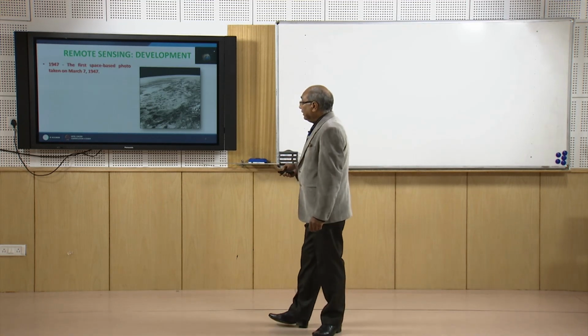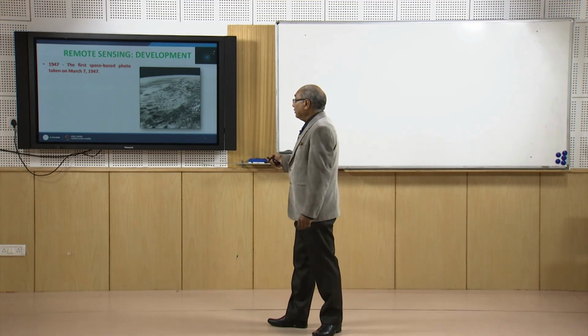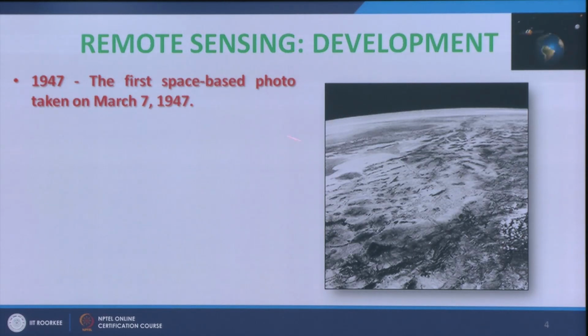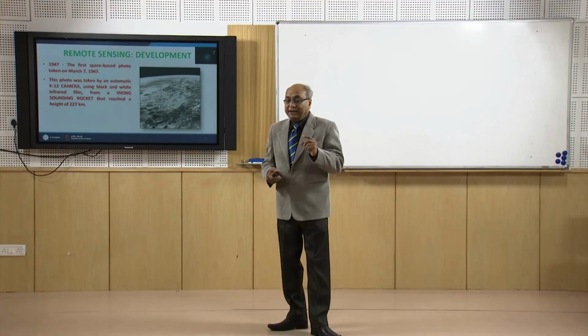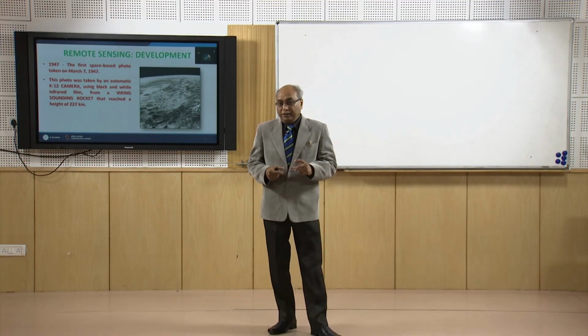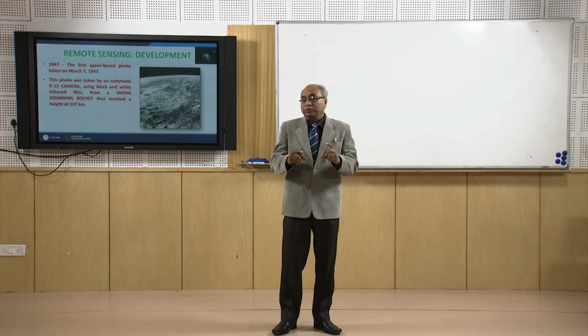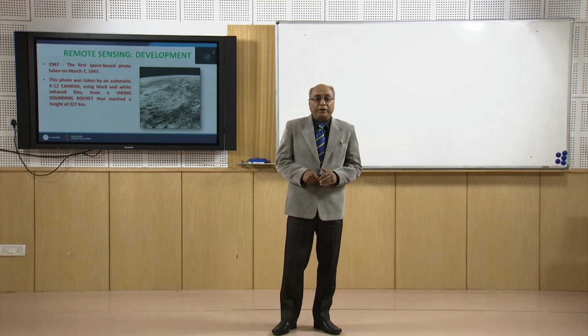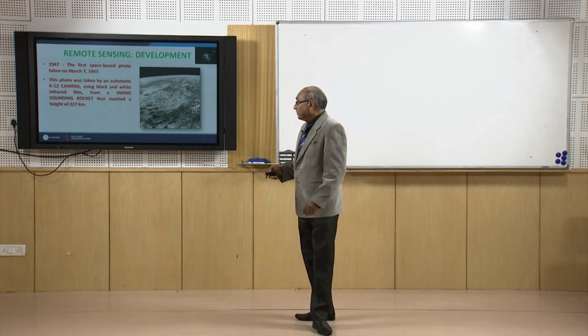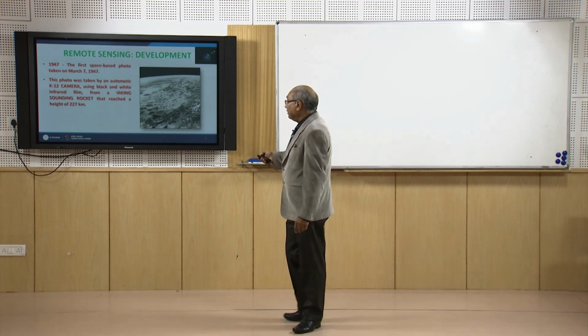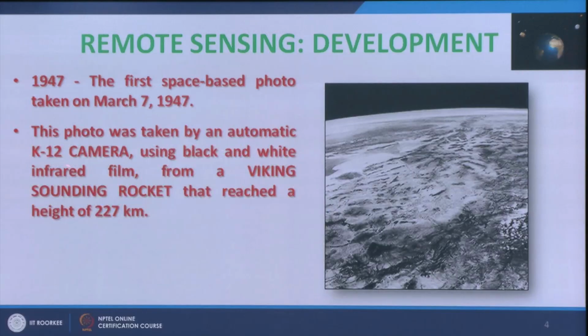And then in 1947 the first space based photo was taken, on 7th March 1947, and this photograph is shown like this. But these were not scanners, these were not imaging systems, these were cameras and we took a snapshot. There is a large difference between these snapshots and scanning, which we will see in later lectures. This was taken by an automatic K12 camera using black and white infrared film from a Viking sounding rocket that reached a height of 227 kilometers.